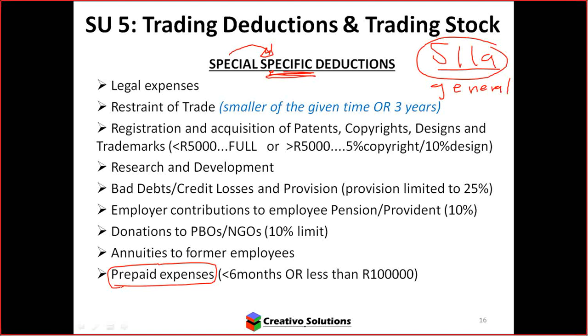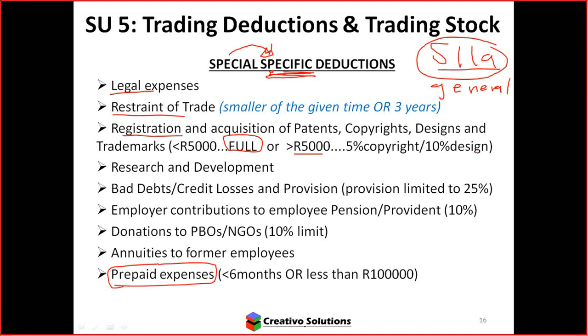All right. Other things like legal expenses, restraints of trade, registrations of patents, copyrights, designs, and trademarks. See, here I've tried to give you a summary from the textbook. Okay, so if it's less than 5,000, you get the full deduction. If it's greater than 5,000, you get 5% if it's a copyright or 10% if it's a design. See that? Okay. Research and development, also something that isn't part of the general deduction. Because remember, research and development, does it have an enduring benefit?